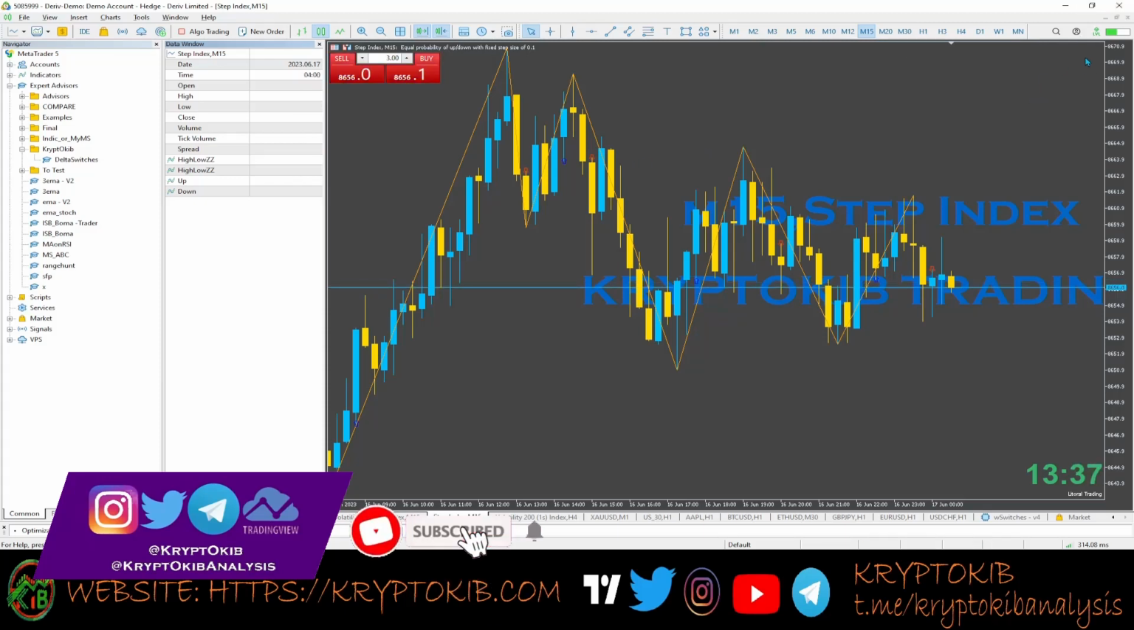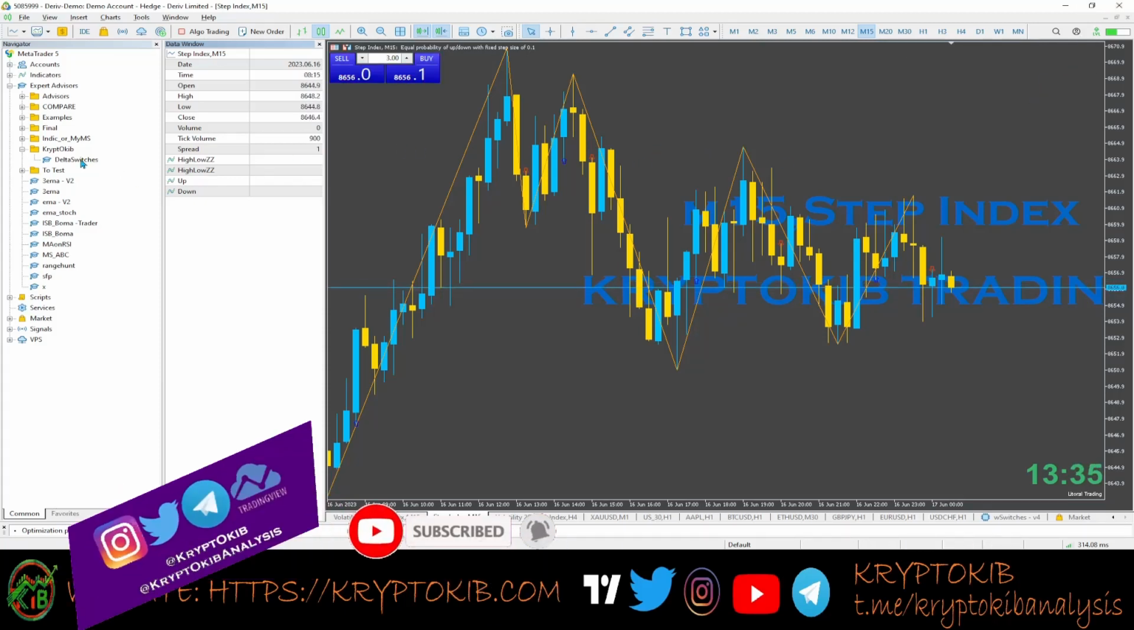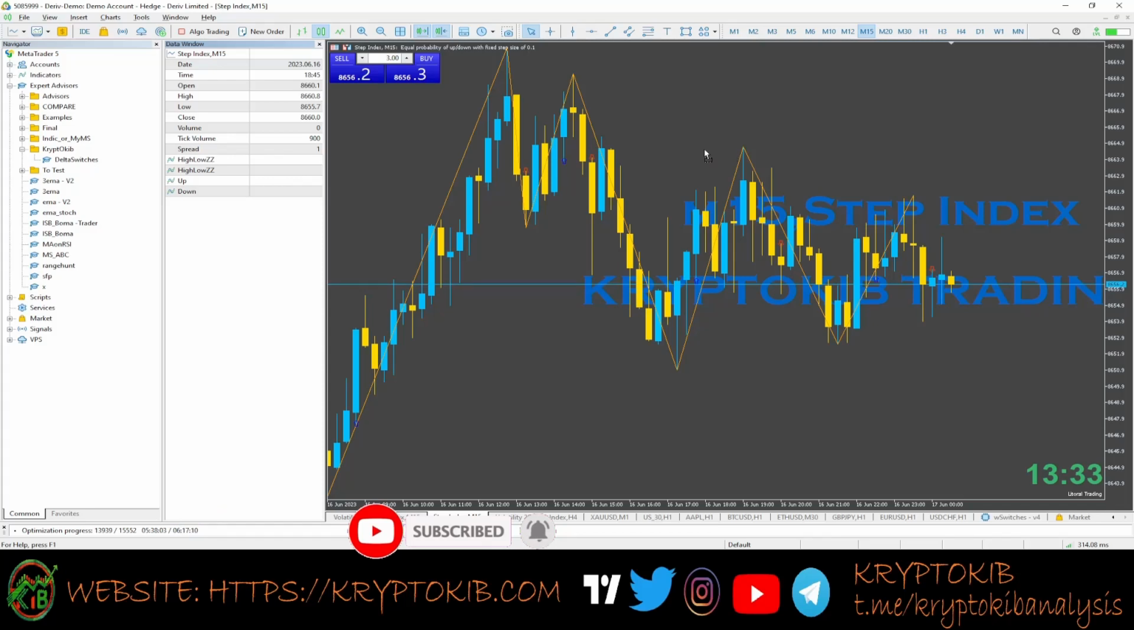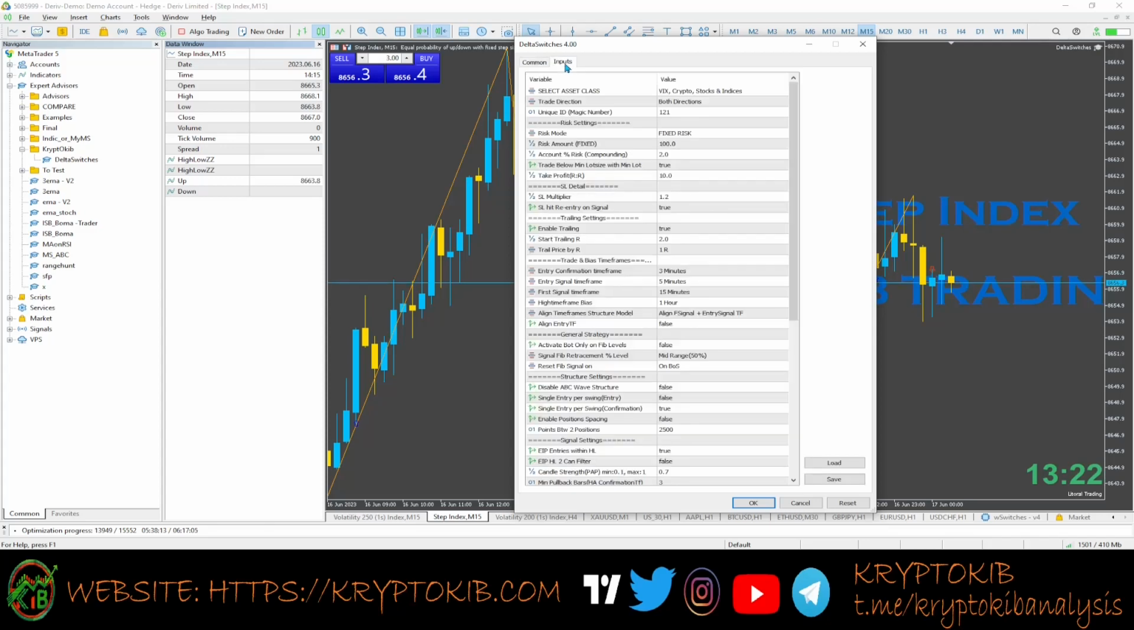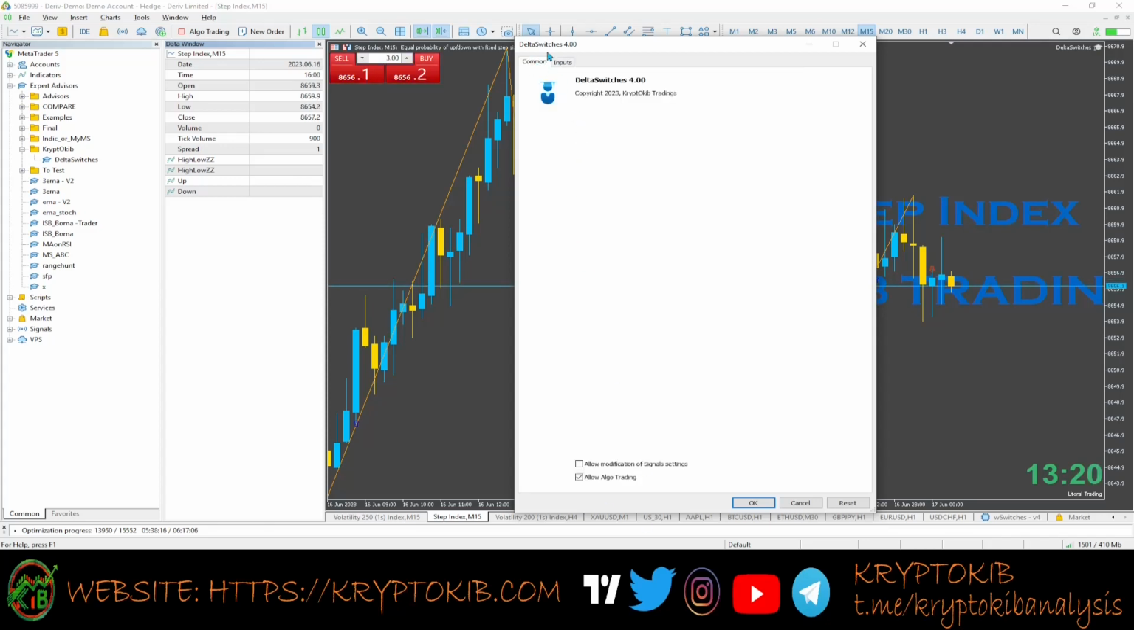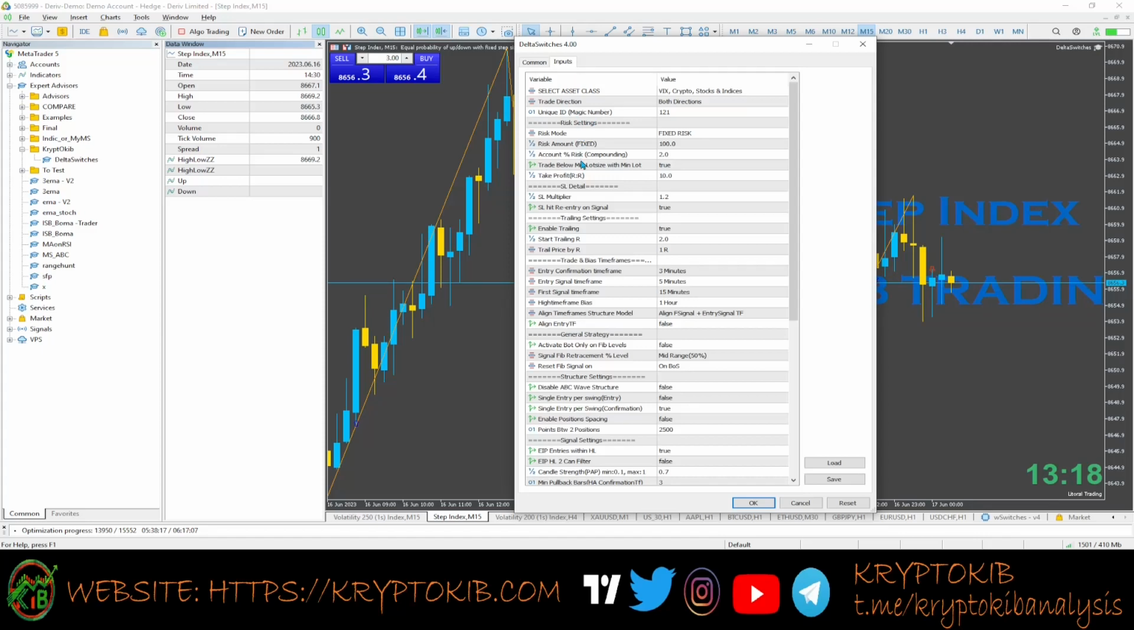I have removed the EA from the chart and I'm going to reattach it so we can get on to the parameter definitions. So you want to click allow algo trading like I said in the last video. Then after doing that, come onto the input tab, and that is where you see all the settings. Some of them are self-explanatory, while some I have to explain to you to better understand how this EA works.